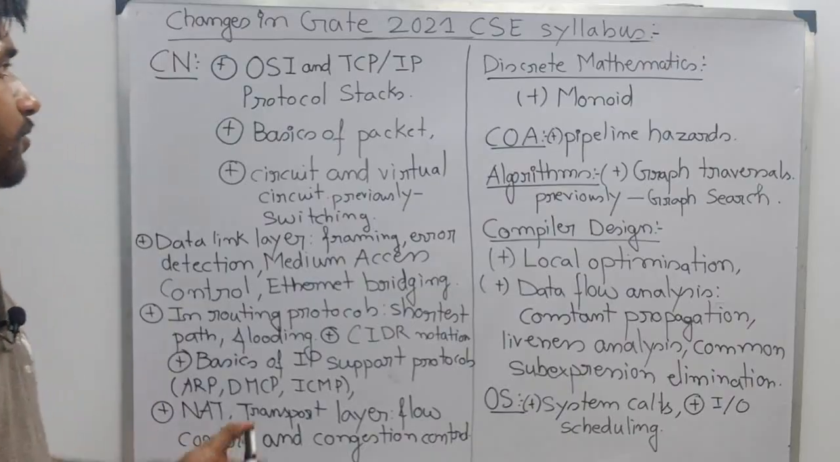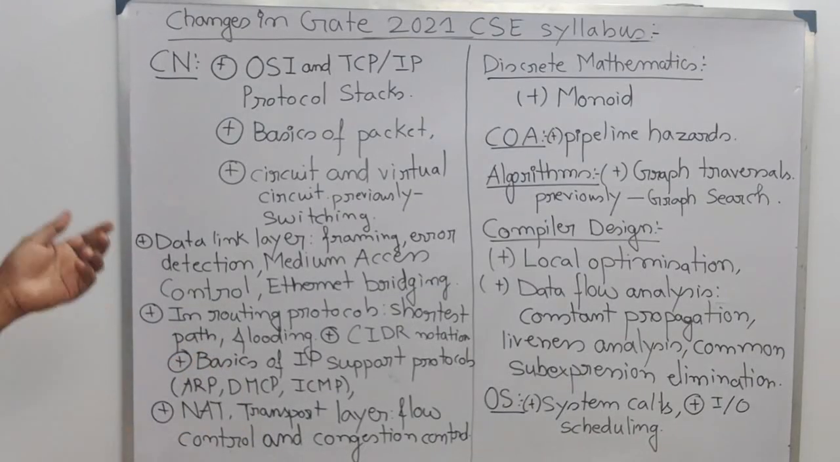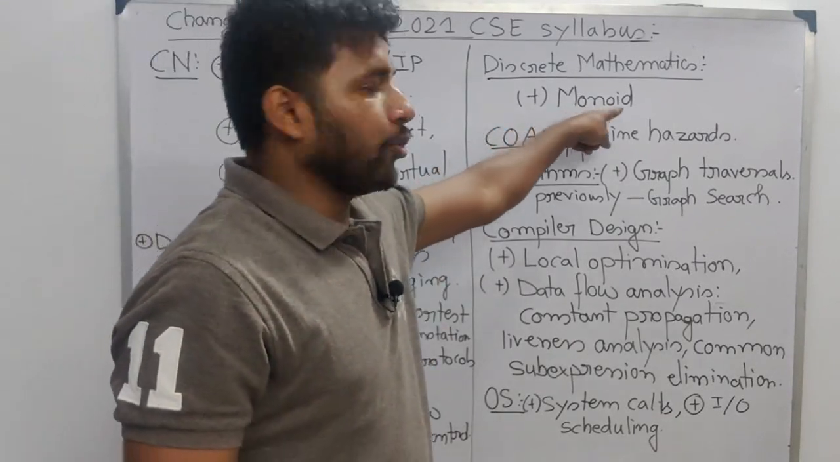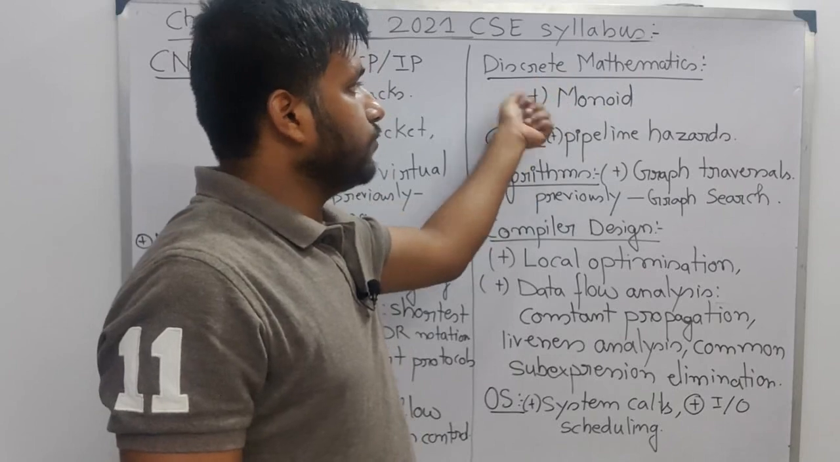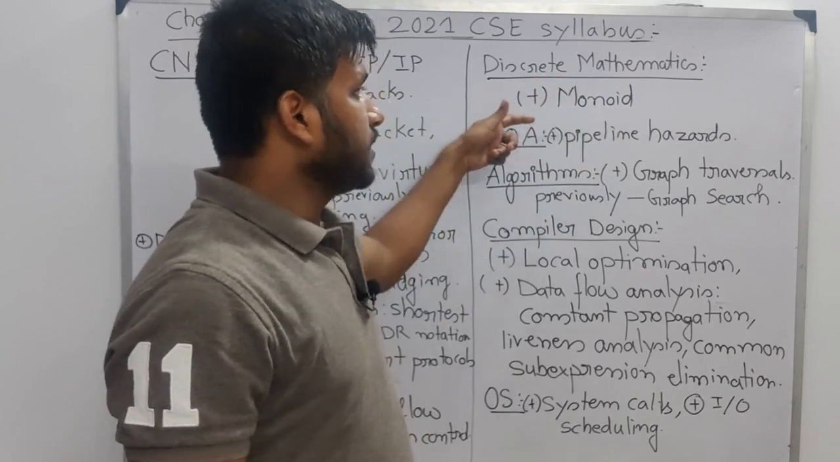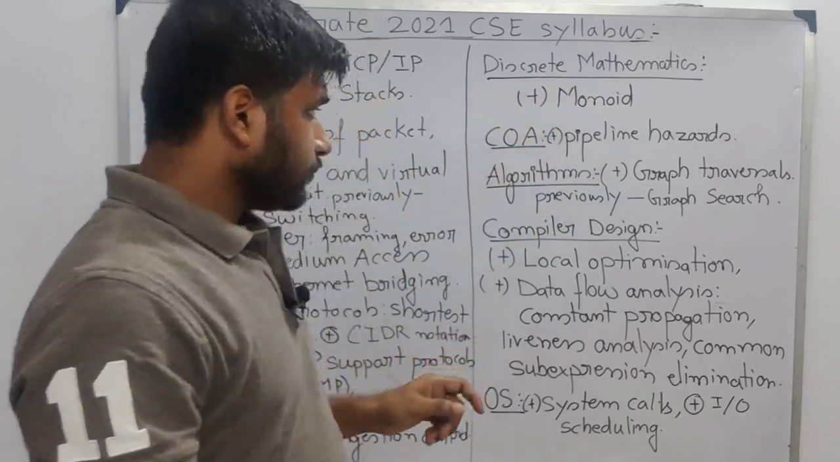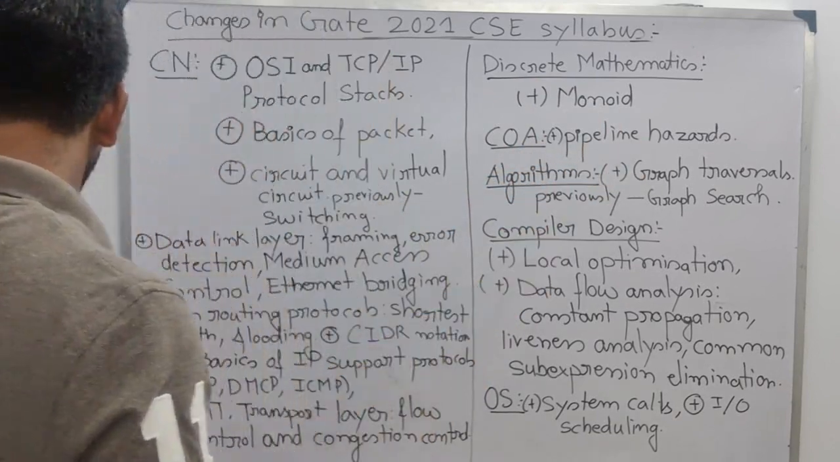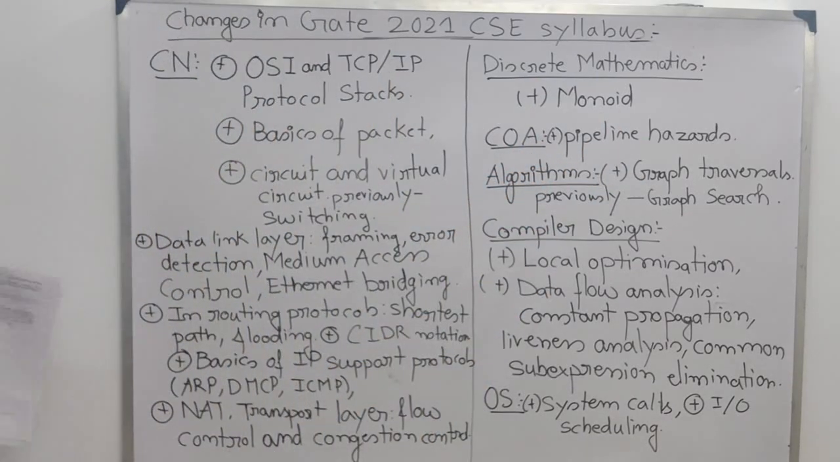Okay. And now see the changes that happened in the GATE 2021 CSE syllabus. In discrete maths they have added monoid, because previously in the syllabus it was not written. Now they have explicitly written monoid. In COA they have added pipeline hazard.